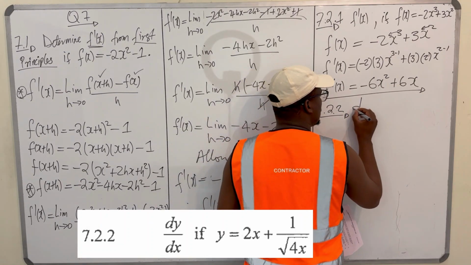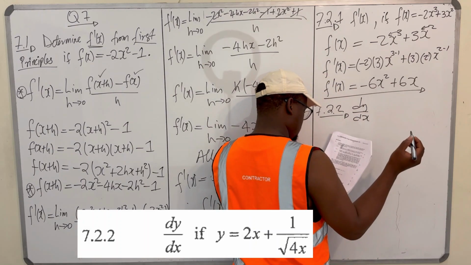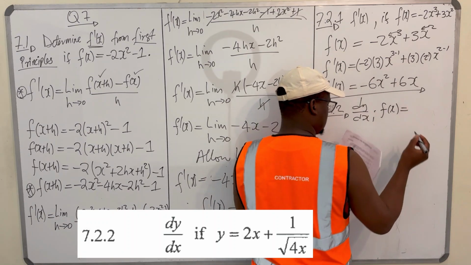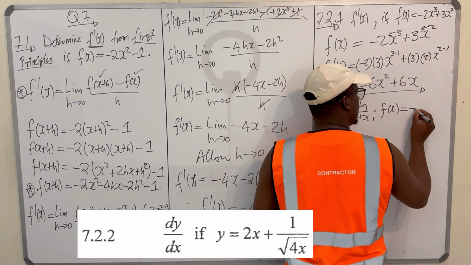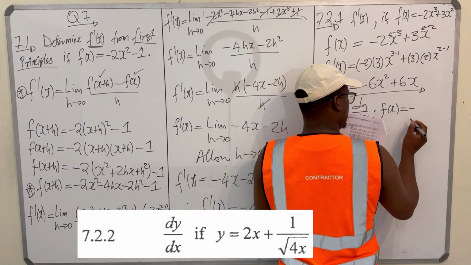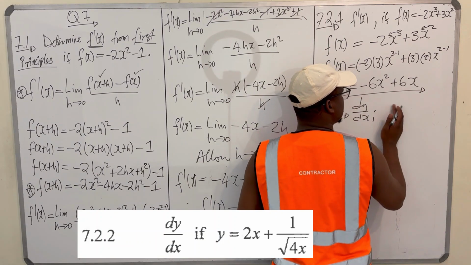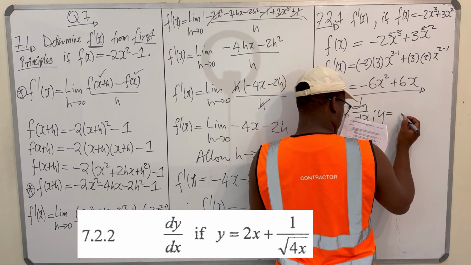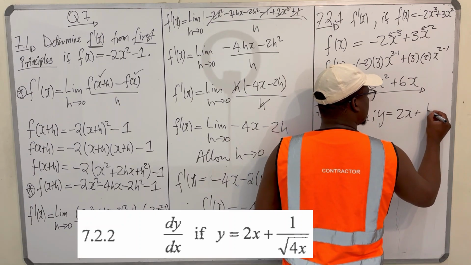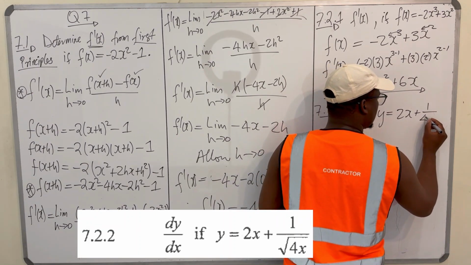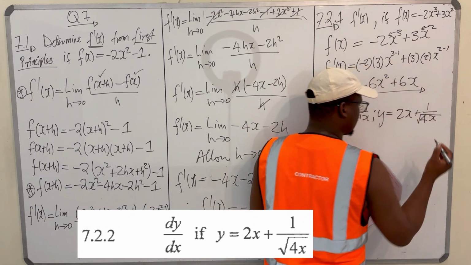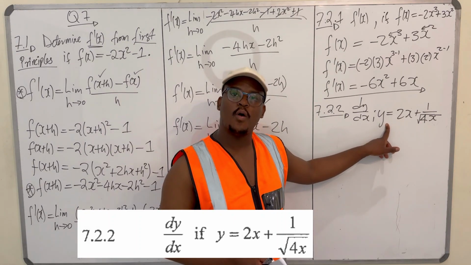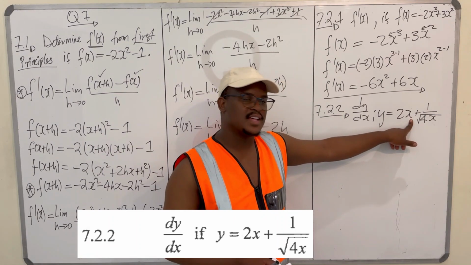That's saying determine dy/dx if it is given that y is equal to (2x plus 1) over the square root of 4x. That's what they wanted us to do. They wanted to find the derivative of y with respect to x if y is that.